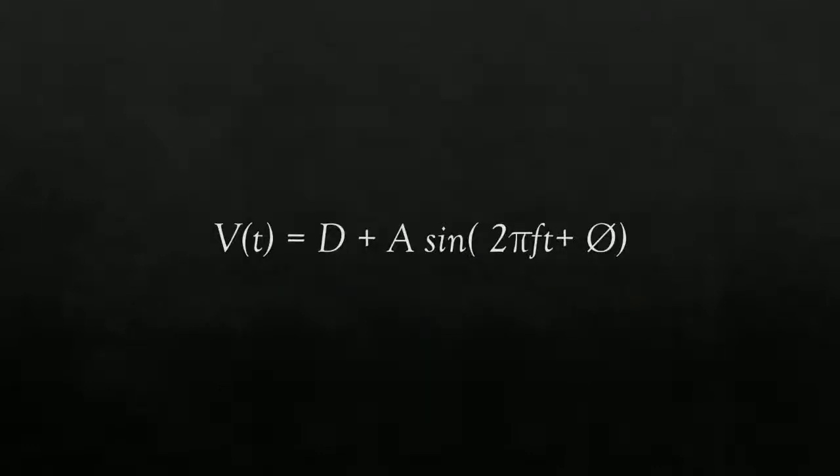The equation for an AC sine wave can be shown as V(t) is equal to D plus A sine(2 pi f t plus phi), where V(t) is the voltage as a function of time t, D is the DC offset, A is the amplitude, frequency is shown as f, phi is the phase shift.